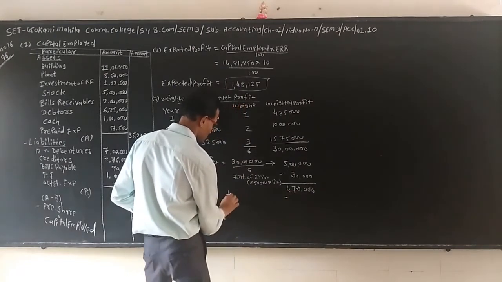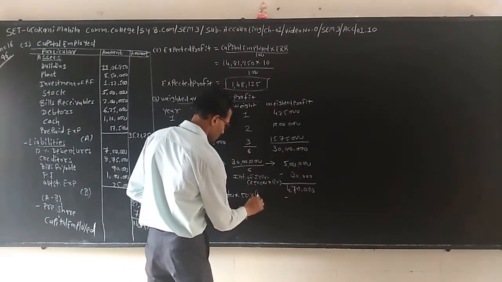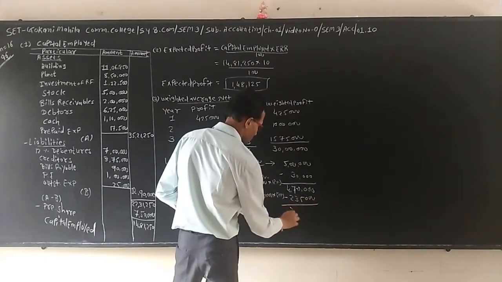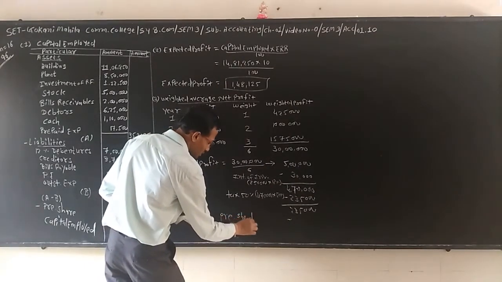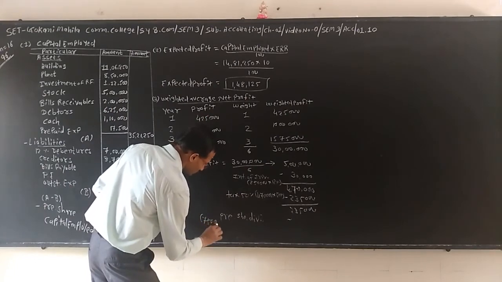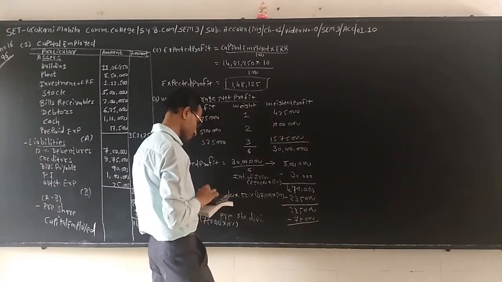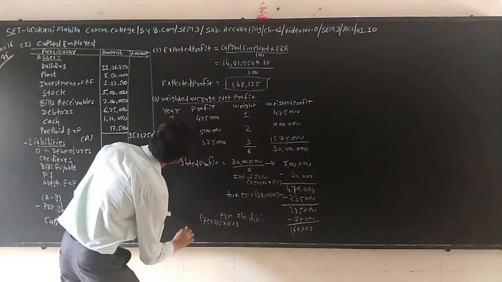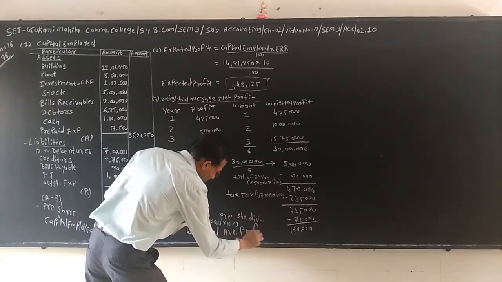4,70,000 minus tax 50%: 4,70,000 at 50% is 2,35,000. Preference share dividend: preference capital 7,50,000 at 10% is 75,000. So 1,60,000 is the maintainable profit.